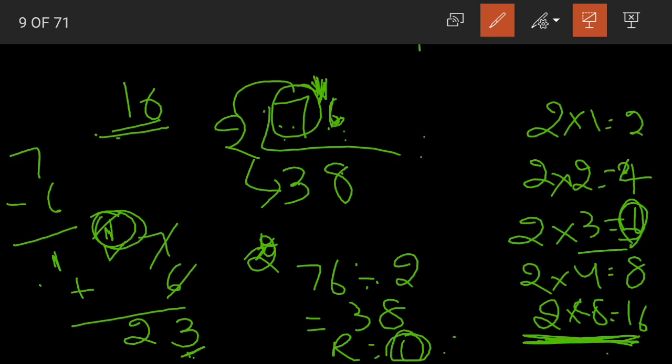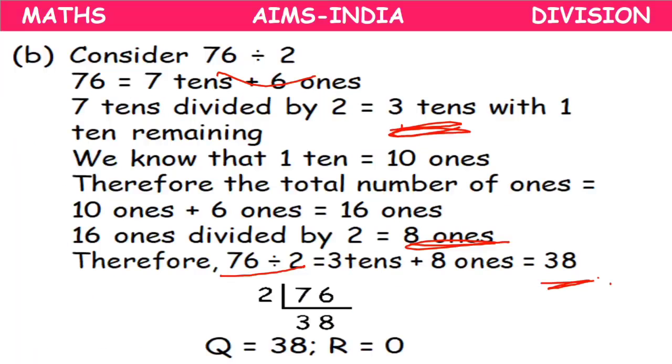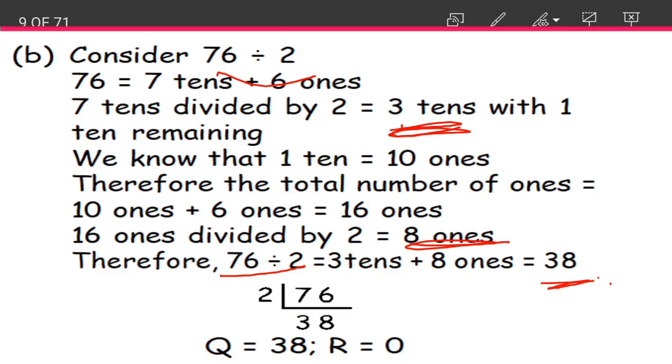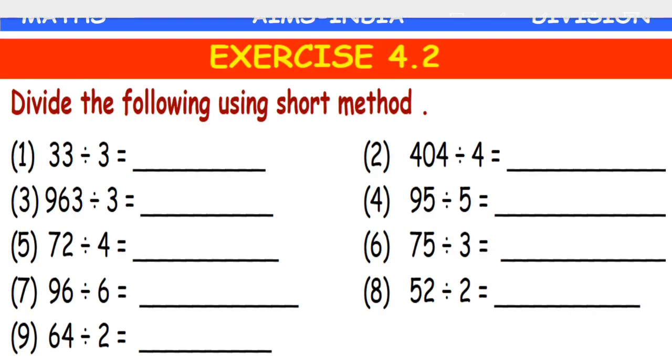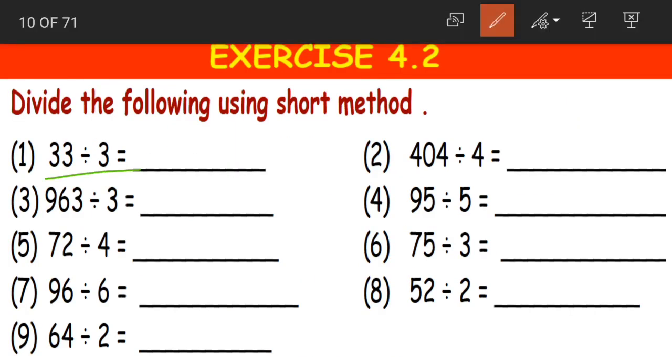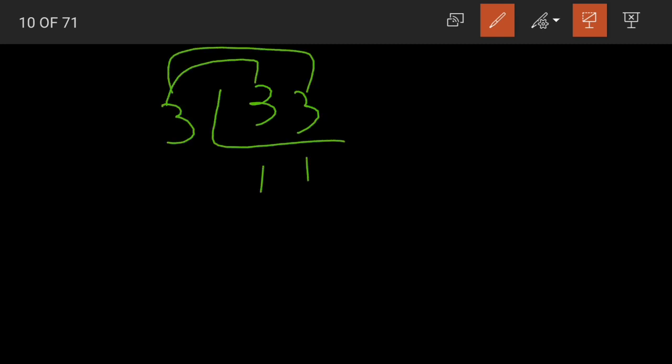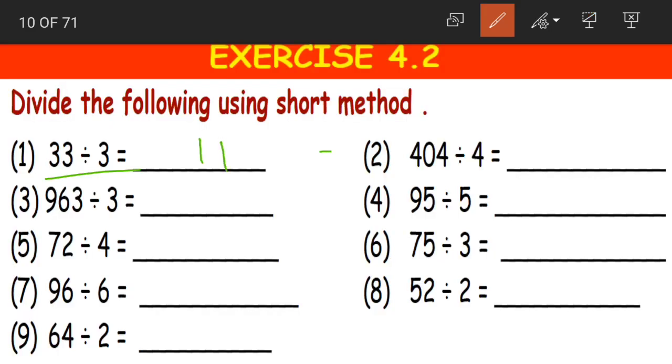Clear, children, how to do the, what was this? Short division method. We have an exercise, so let us solve some short division problems so that it will be clear for us. First, 33 by 3. 3 ones are 3, 3 ones are 3. So what is our answer? 11. Very simple, right?